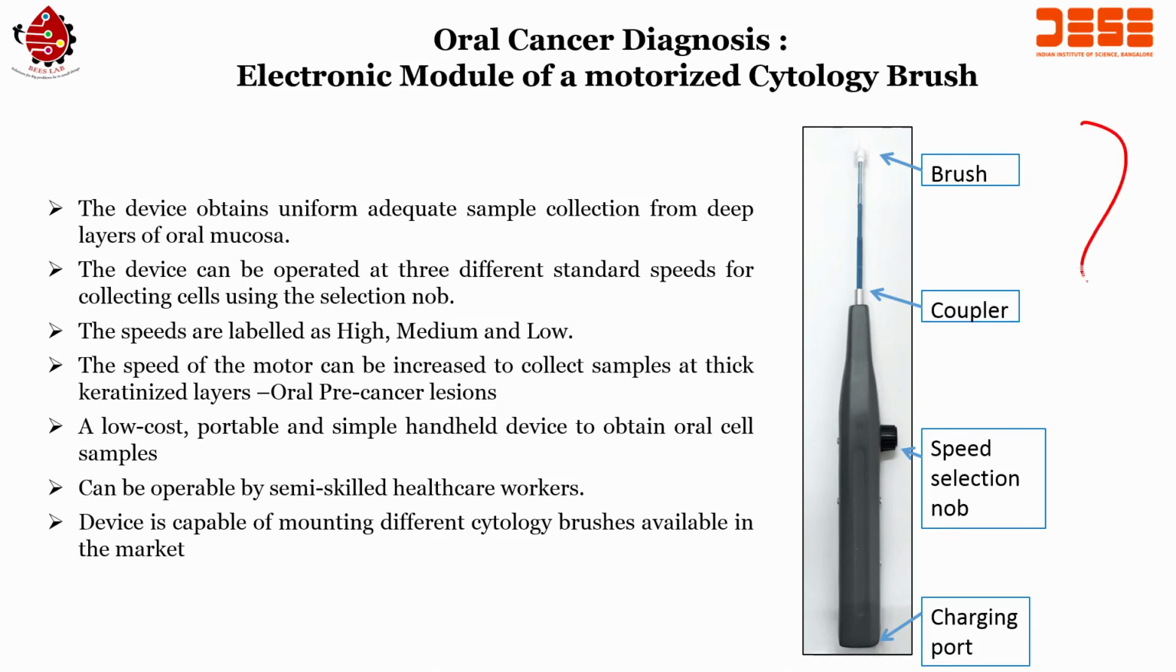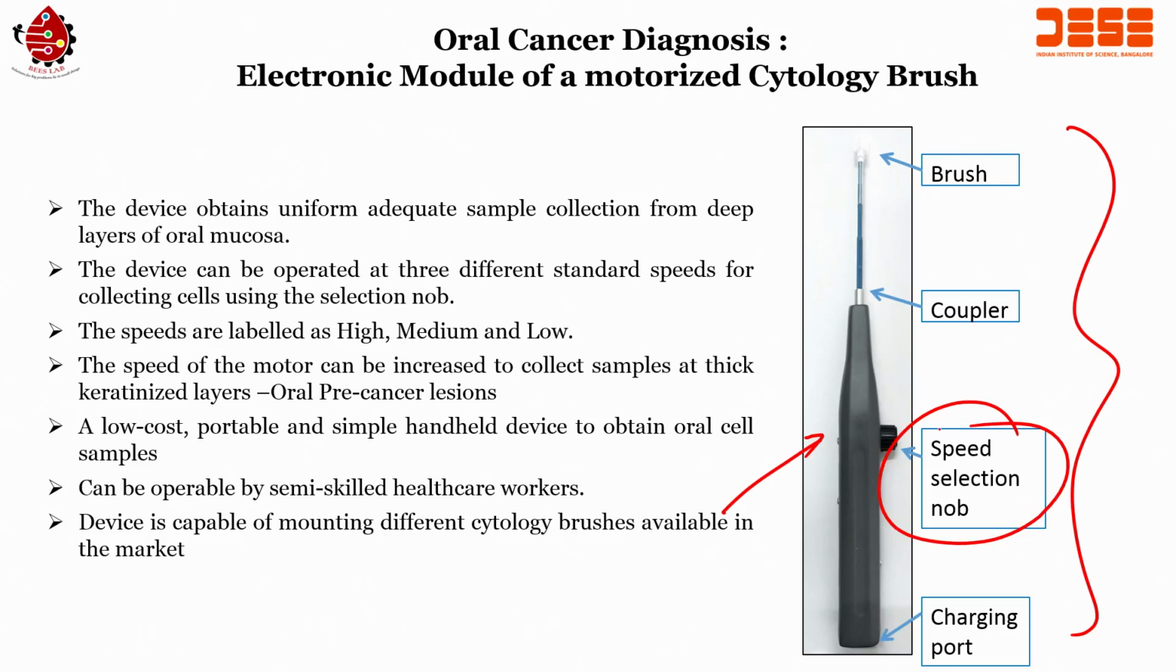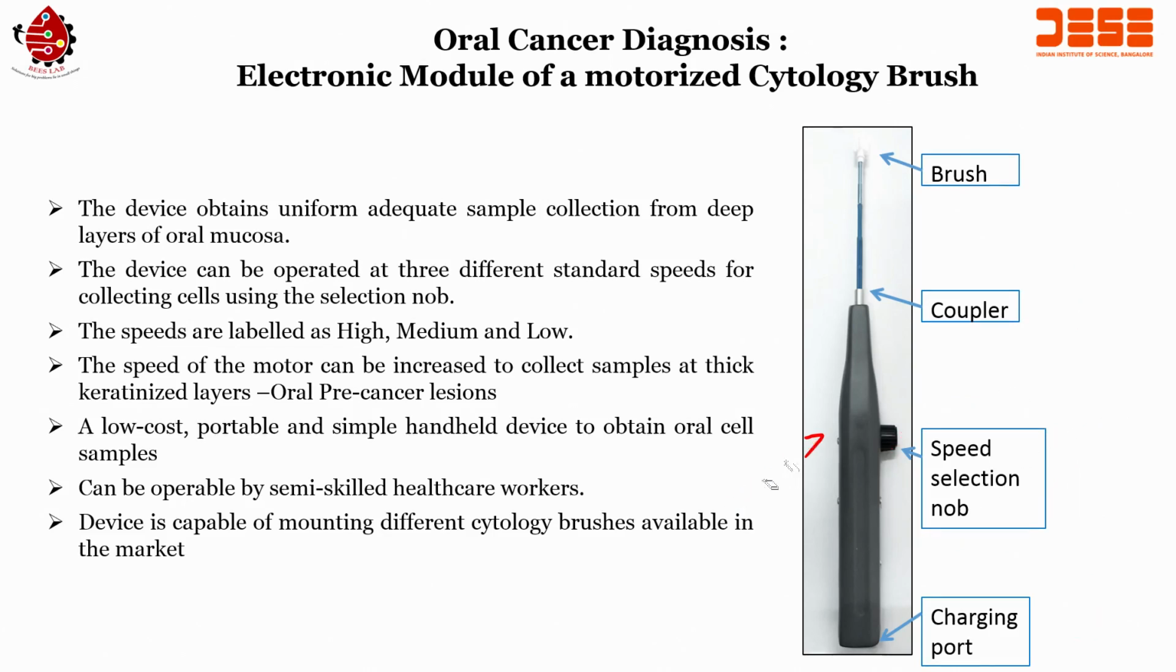So, what is the advantage of this particular motorized stage? Even a semi-skilled person can use it, because you have to place the brush inside the mouth and you can change the speed. We will give you the speed, at what speed what cells you can collect, whether you can go deep into the layer or just collect from the surface. Everything can be controlled, because we have selected the torque of the motor accordingly. Now, this electronic system or module with a motorized brush can obtain uniform, adequate sample collection from the deep layer of the oral mucosa.